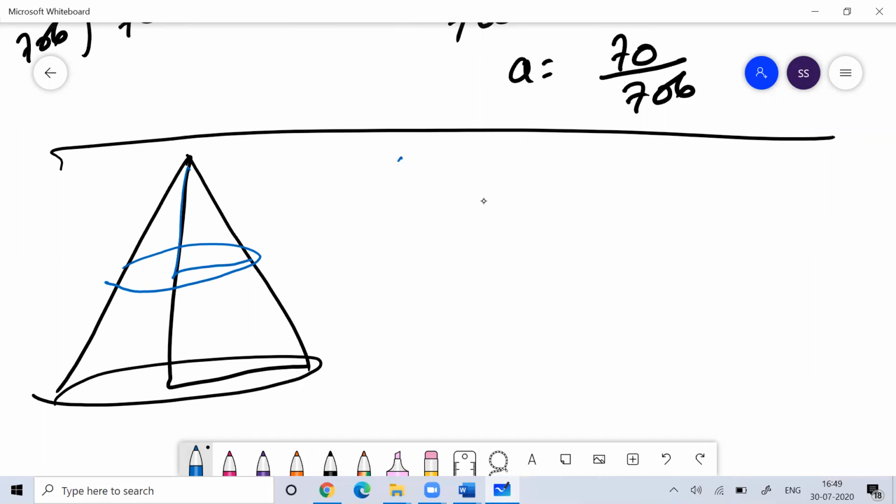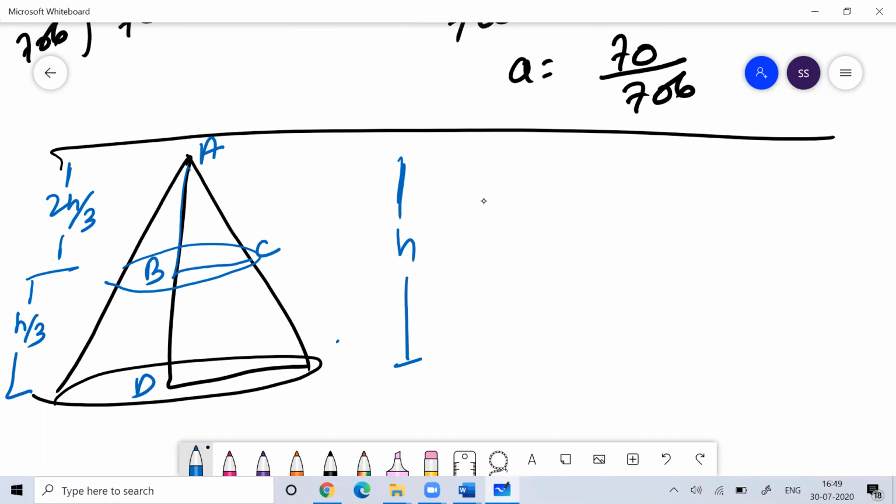Now this total is h. Now this is h by 3. This is h by 3. So this would be 2h by 3. A, B, C, D, E. You know that they will form similar triangles, so the ratio of radius and the ratio of height would be the same. So if this is R1, this is R2, R1 by R2 will be in the same ratio, 2 by 3.